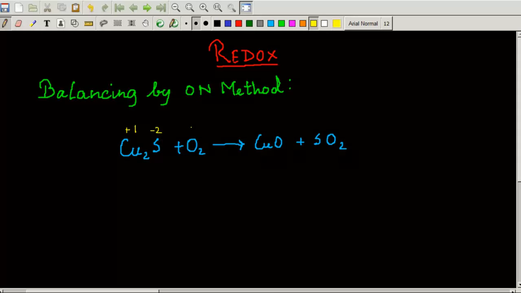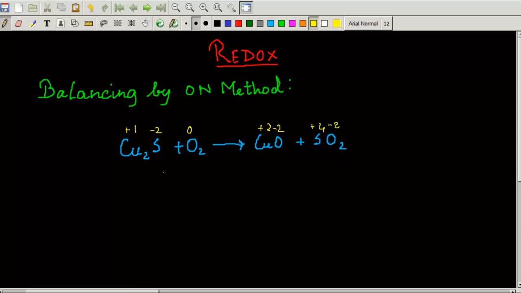For oxygen, it is in free state, so the oxidation number is 0. For oxygen in copper oxide, it is -2. So copper will be +2, and oxygen in sulfur dioxide is -2, we have 2 oxygen, so it will be -4, and then sulfur should be +4.